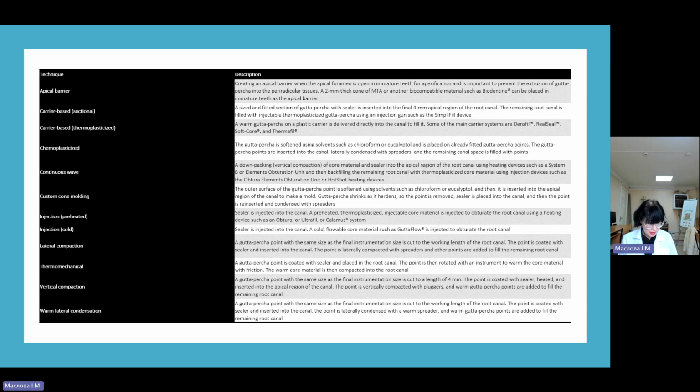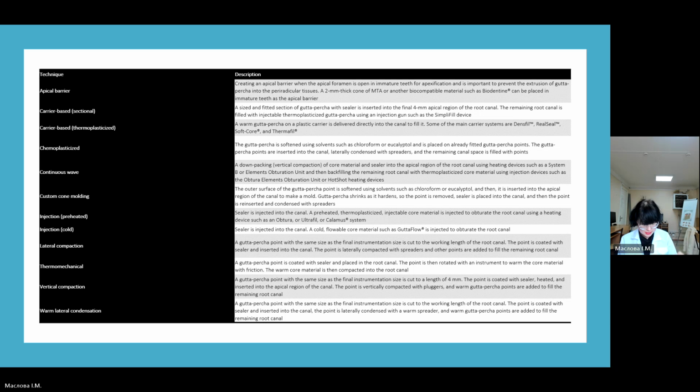Resin sealers. There are two main categories of resin sealers: epoxy resin sealers and methacrylate resin sealers. Epoxy resin sealers have repeatedly demonstrated excellent physicochemical properties and are considered the gold standard in many experiments. AH Plus, for example, has been widely used for over 2 decades.